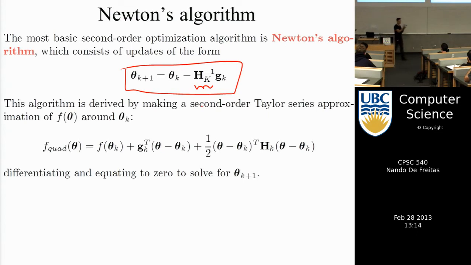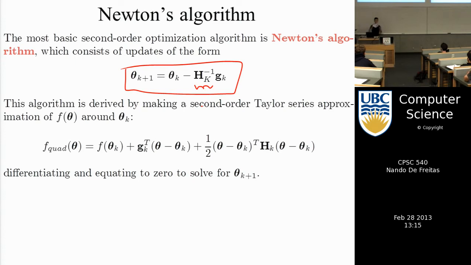If you have a very steep function like this, then you probably should go slowly. If your function is very flat like this, then you want to go faster. You want to choose a larger eta. So use a small eta, use a large eta. It seems that the eta should be inversely proportional to the curvature of this function. And since the Hessian measures curvature, we use the Hessian to deal with the curvature.